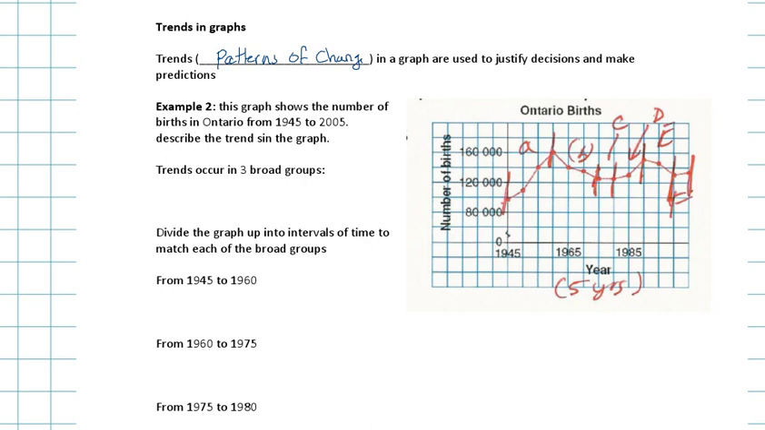So this is the births in Ontario from 1945 to 2005. We're going to look at the trend and we're going to describe the graph. There's three types of things that happen in the graph. You either see an increase, you see a decrease, or you see a flat, no change, constant trend, right? So it's either increasing, decreasing, or constant.